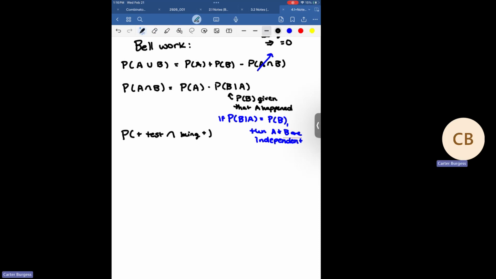Okay, so taking a look at the two events that we are considering, we want to consider the probability of both getting a positive test and also the probability of being positive. So fulfilling both of those conditions at the same time. Are these events going to be independent? So in other words, does getting a positive test change the likelihood of a particular condition?